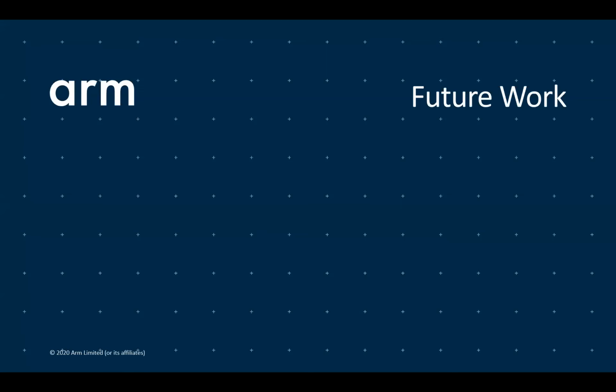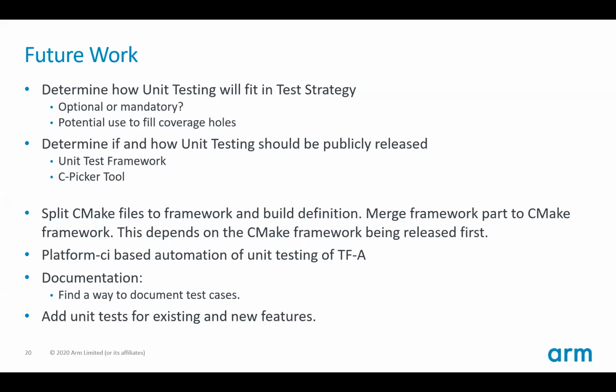So to get into a little bit of the future work we have planned for this. We need to determine how unit testing will fit into the test strategy. We're trying to decide if it's going to be optional or mandatory and potentially be used to fill coverage holes. We need to determine if and how unit testing should be publicly released. We need to do this for the unit test framework itself and also the CPicker tool.